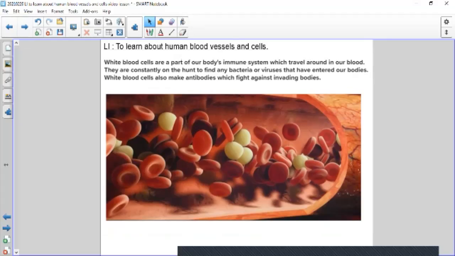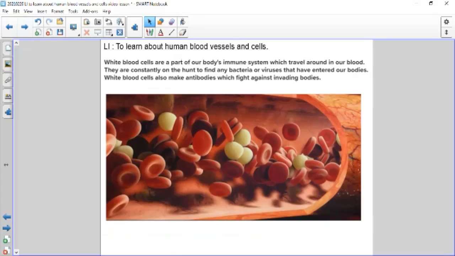White blood cells are a part of our body's immune system, which travel around in our blood. They are always looking after us and they're throughout our body. And they're looking to find and hunt out bacteria or viruses which have entered our bodies. They can either enter our bodies through a cut, or it might be something that we could breathe in, or perhaps eat. But these white blood cells are everywhere. And white blood cells make the antibodies which fight against invading bodies.